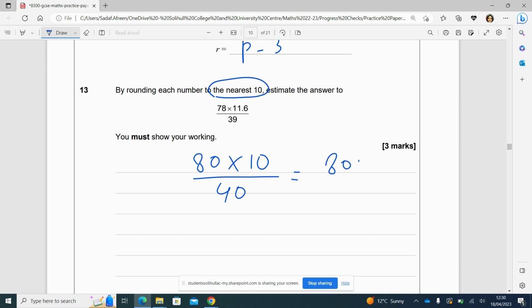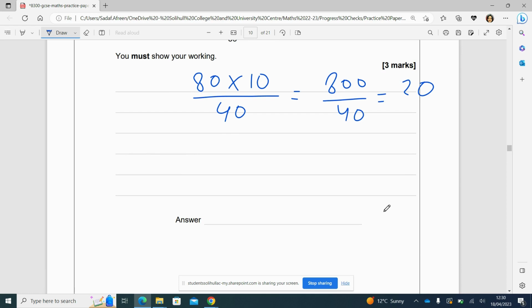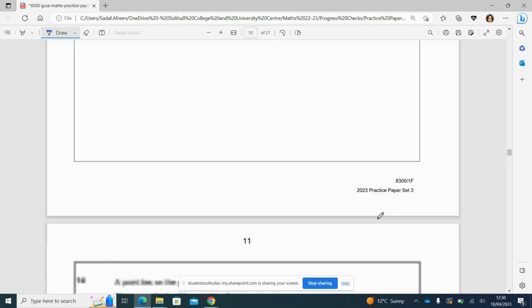Okay, and that gives you 80 times 10, which is 800, over 40, which gives you 20 as a final answer. So your answer will be 20 here.